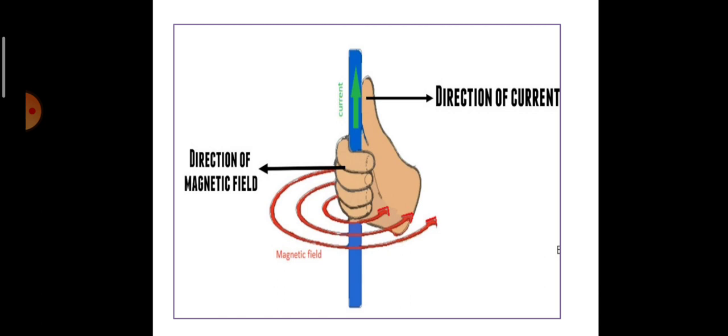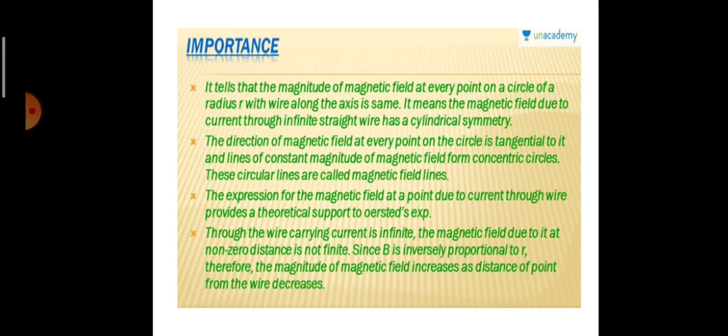As we had discussed earlier, direction of magnetic field can be got from right hand thumb rule. Suppose if you are holding the infinitely long straight conductor in your right hand with your thumb pointing in the direction of current, then the direction in which the other fingers curl will give you the direction of magnetic field. We can just note down the important points.